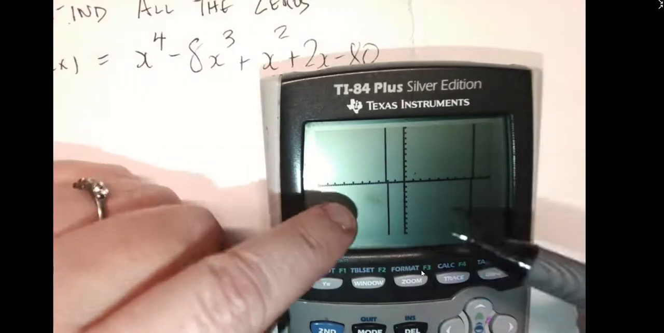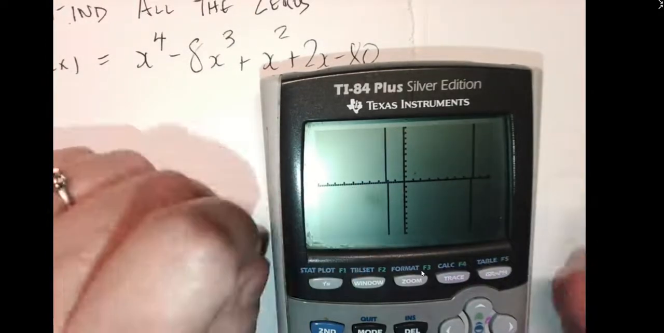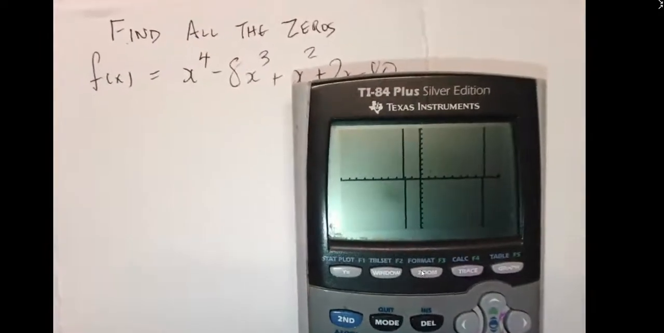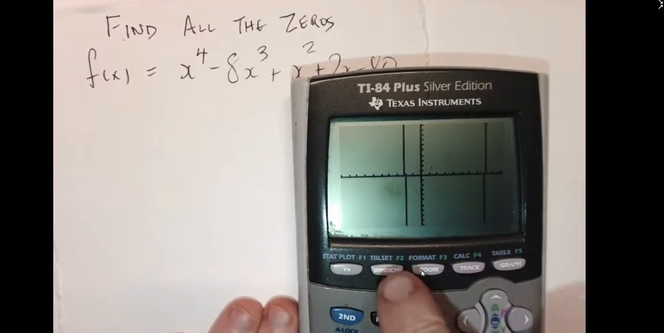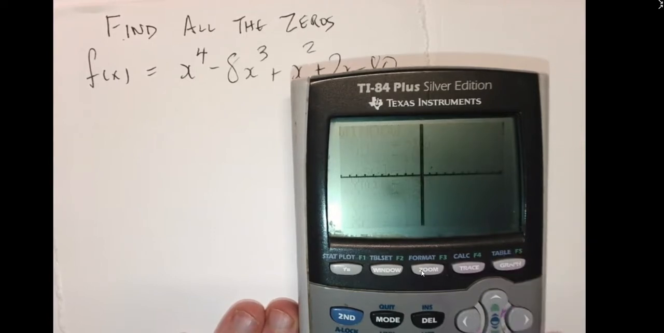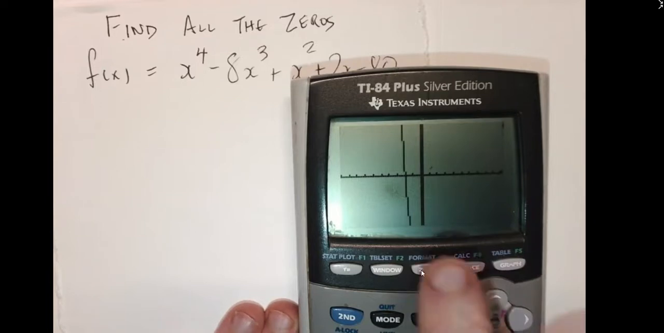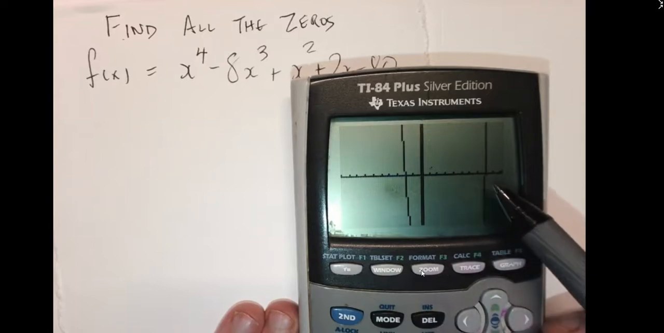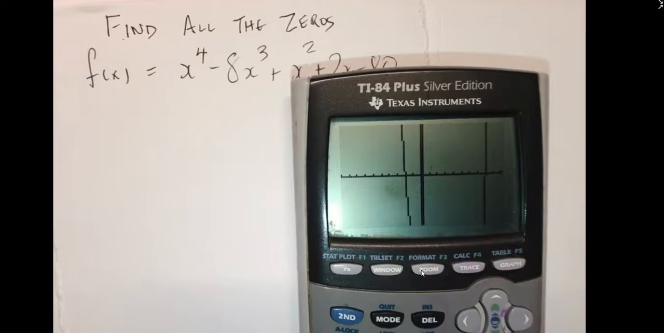Okay, so it looks like I have some x-intercepts there. And so what I might do, to try and get better pictures, is play with this window and see if I can get a better view. All right, definitely -2. And then 1, 2, 3, 4, 5, 6, 7, 8. So it looks like I have x-intercepts at -2 and +8.